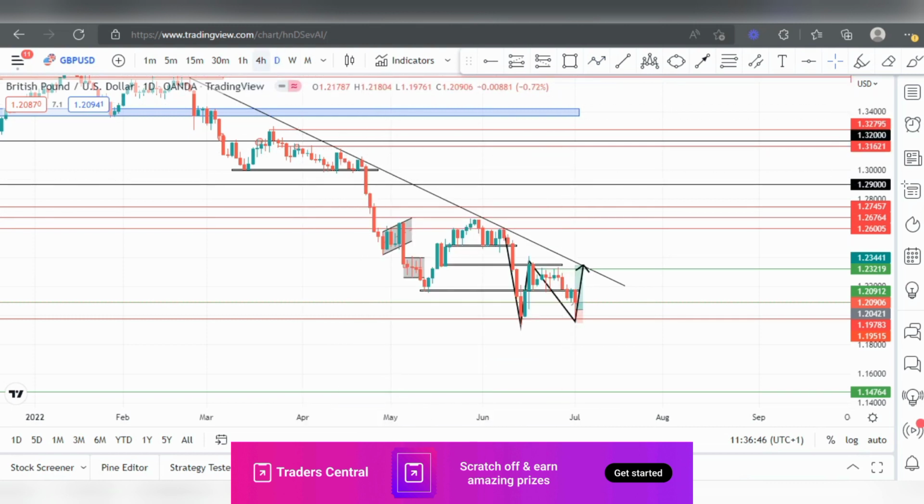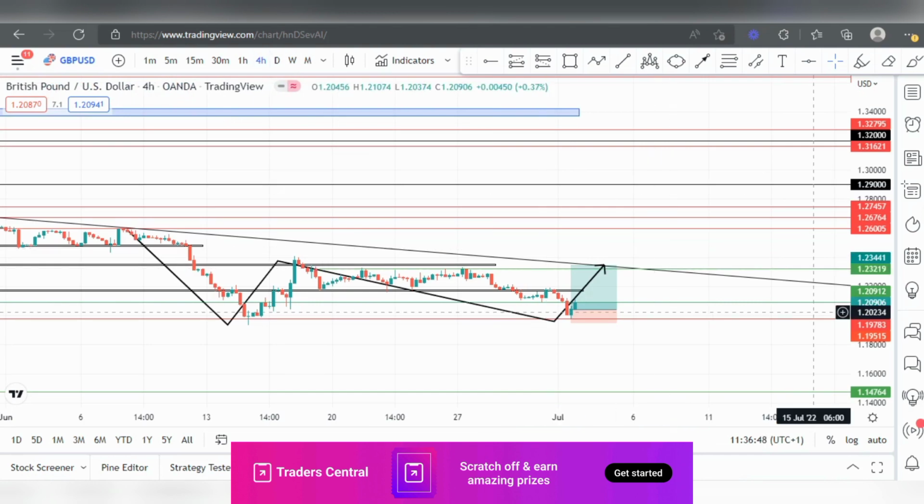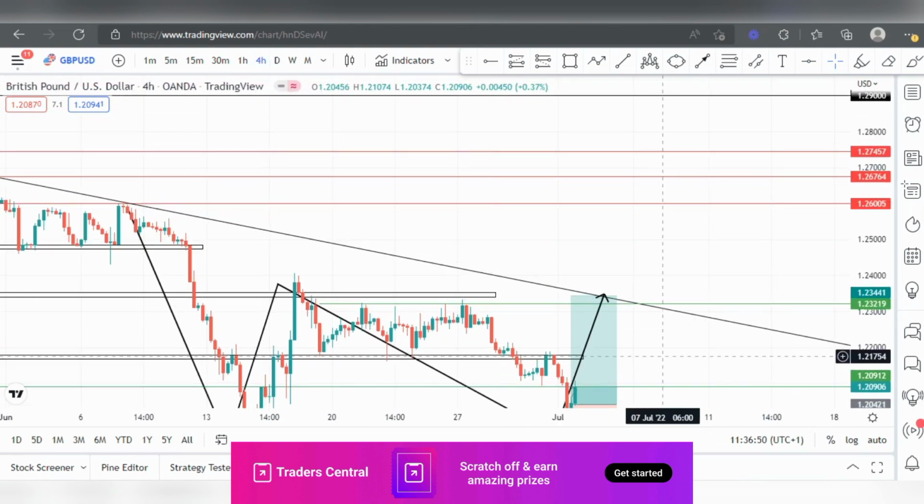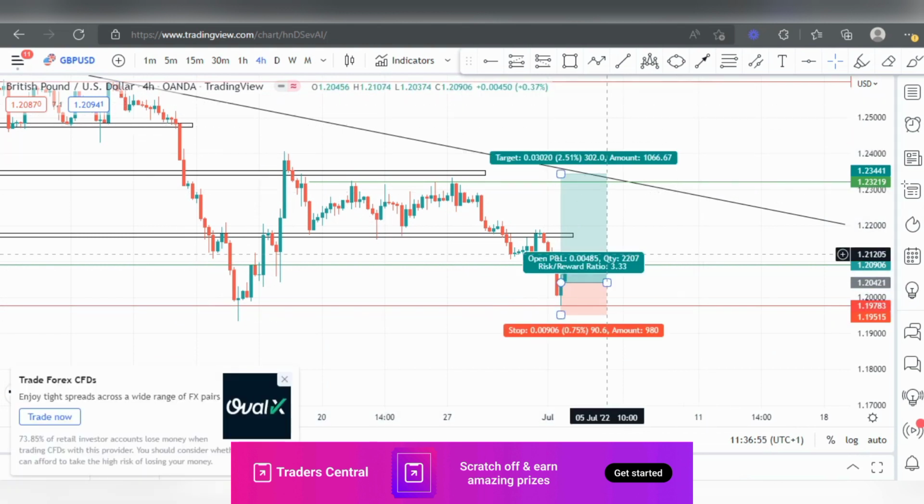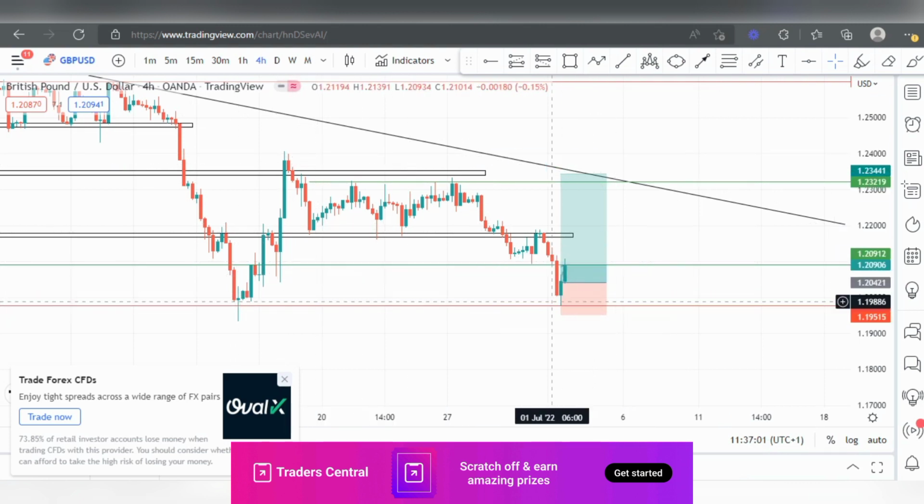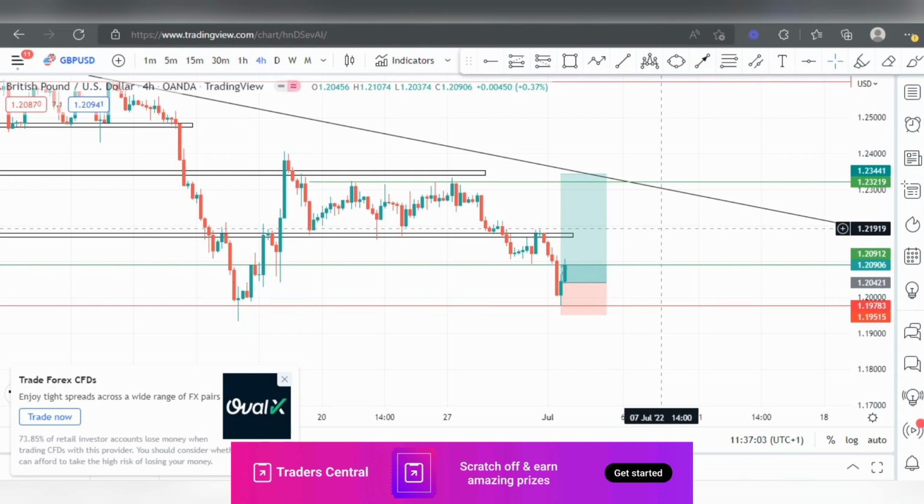If we go down to the 4-hour time frame, we can see that when price got down to this support area here, I was able to enter my trade, because the area has been tested several times. I was expecting a double bottom pattern to form, and that's why I entered this trade at the moment.